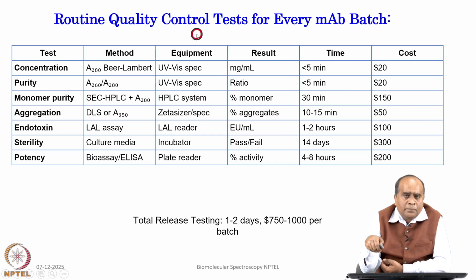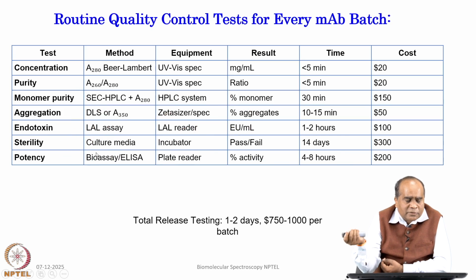Now, another important parameter is endotoxin. So, you have to do some other assay, the LAL assay, to check whether any toxin is present in the monoclonal antibody or not. That also you can get the titer and find out for $100. The sterility of the culture media where the protein is getting produced can even pass or fail by looking at what kind of culture media we are using.